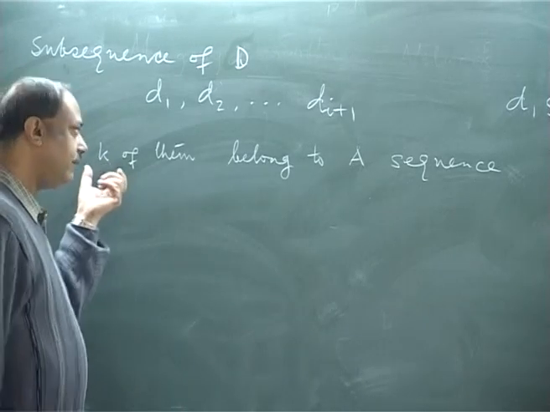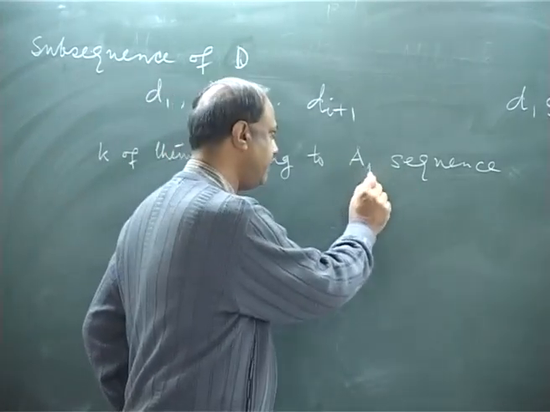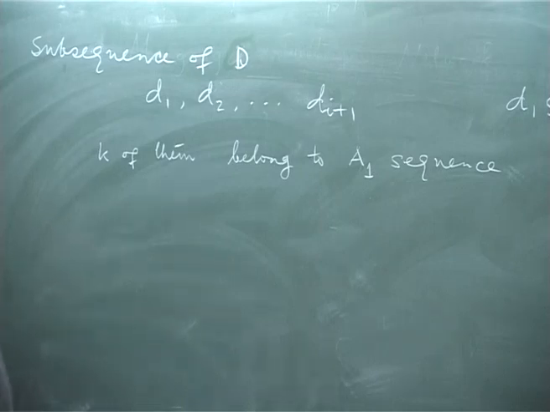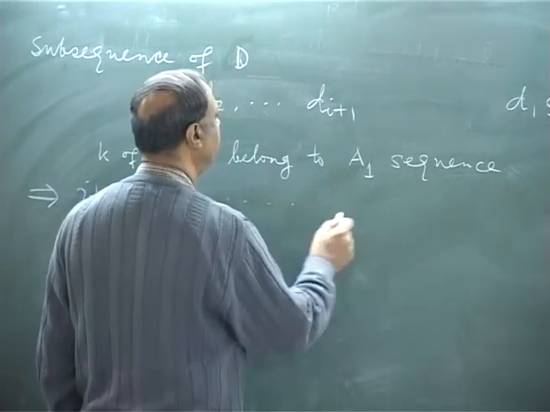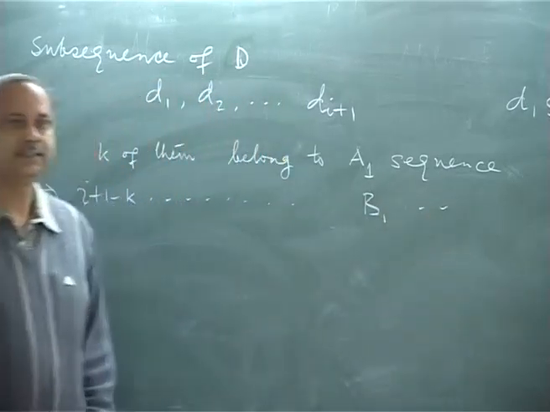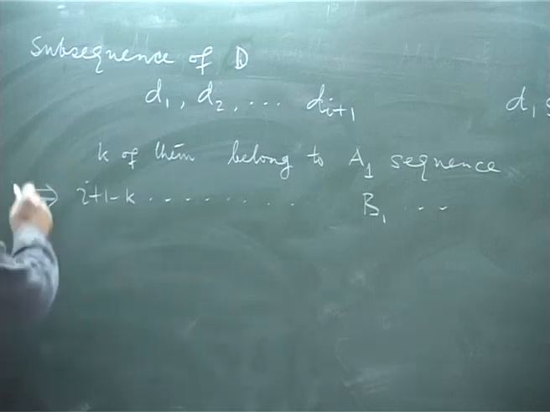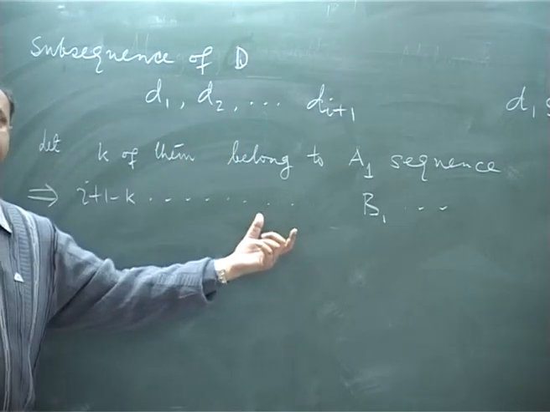So we can assume that K of them belong to the A sequence. What is A? A means the A1 sequence, sorry. K of them belonging to the A1 sequence. Then does it imply that i plus 1 minus K of them belong to the B1 sequence? Because of the total number of elements, agreed? Any ambiguity at any stage? Please tell me. K of this is the assumption. K of them belong to this. It indicates that i plus 1 minus K of them belong to the B sequence.